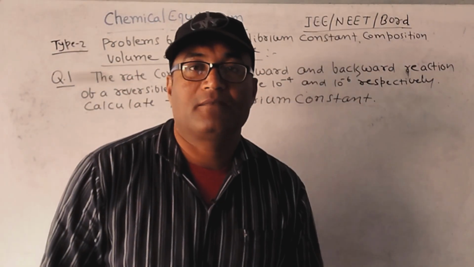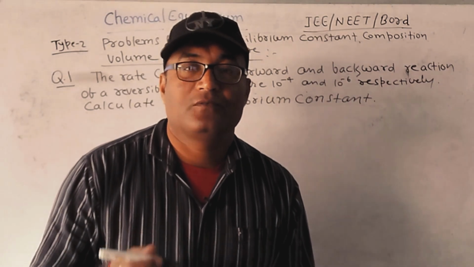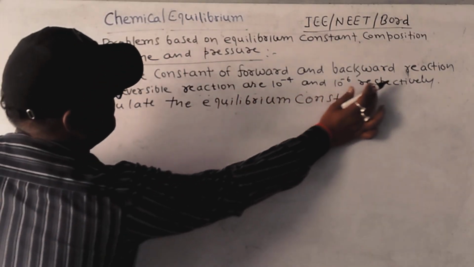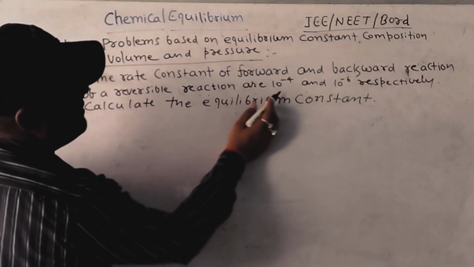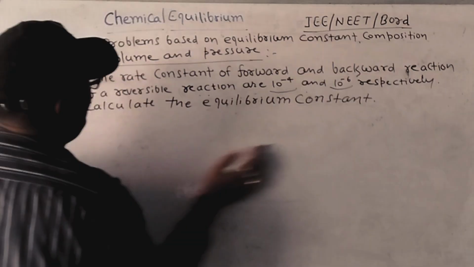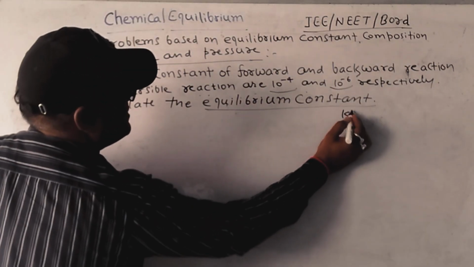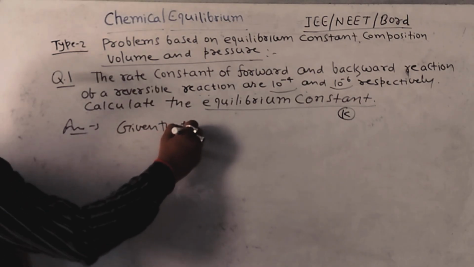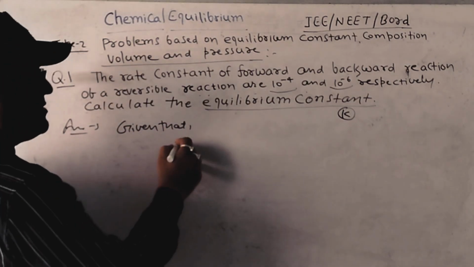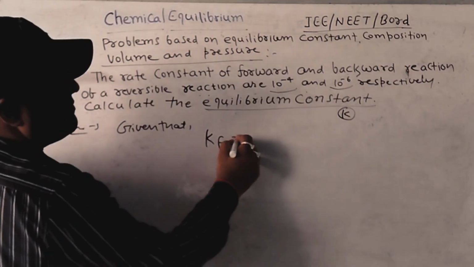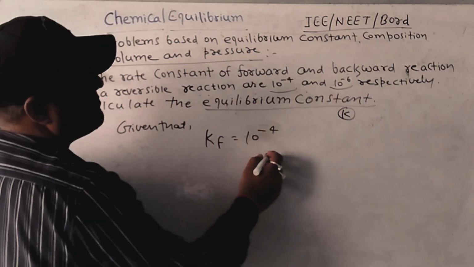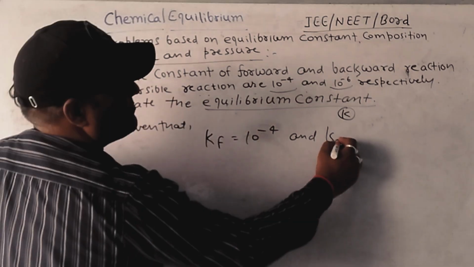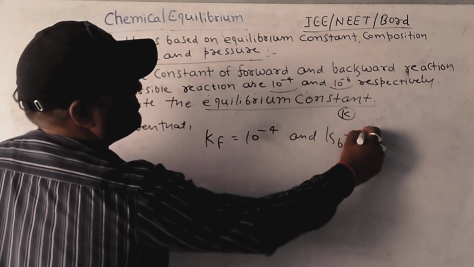Now this question is based on calculation of equilibrium constant K. So watch my video carefully. Now according to this question, the rate constant of forward reaction, backward reaction of reversible reaction are 10 to the power minus 4 and 10 to the power minus 6 respectively. Calculate the equilibrium constant. So equilibrium constant is K. Now according to question, given that constant of forward reaction is denoted by Kf, and value of Kf is 10 to the power minus 4 and value of Kb is 10 to the power minus 6.